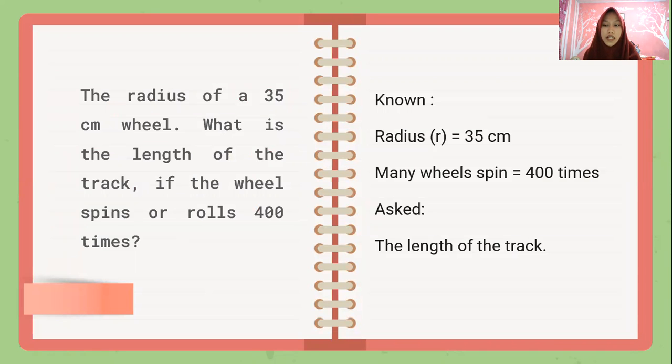Material about the circle is found in everyday life, one of which is to determine the length of a trajectory. For example, the radius of a wheel is 35 centimeters. What is the length of the track if the wheel spins or rolls 400 times? Known: radius 35 centimeters, the wheel spins 400 times, asked for the length of the track.